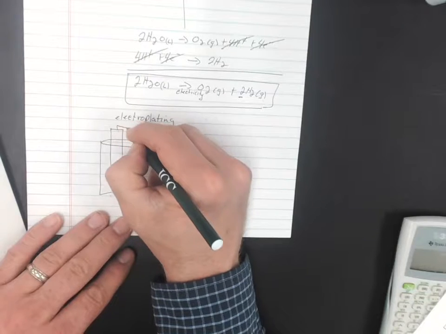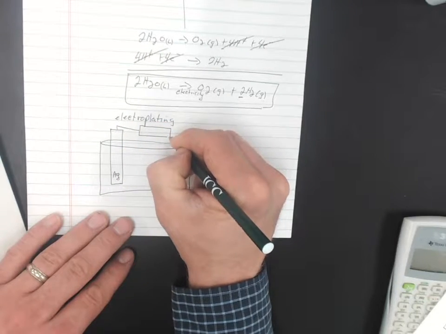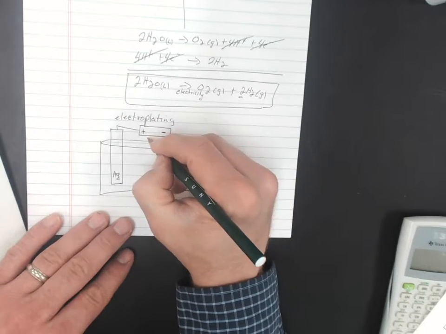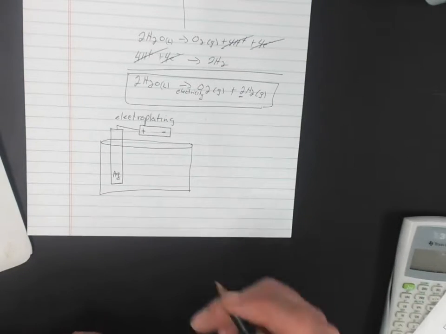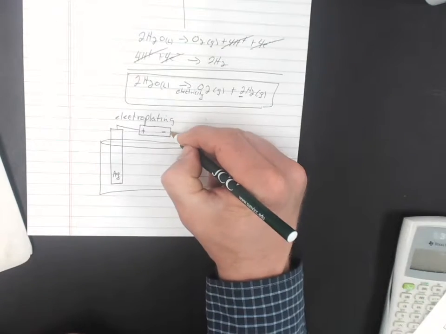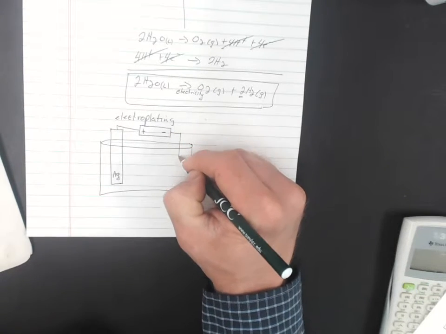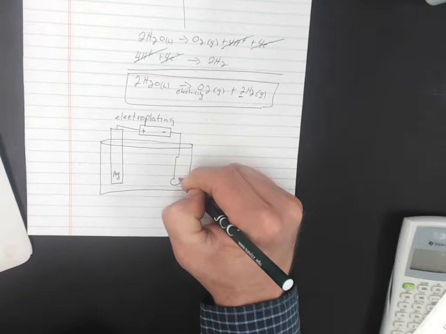We're going to take that silver and connect it to a battery. Remember, electrolytic cells always involve a battery. Getting this, Krista? We are going to connect a wire to whatever we want to plate. And in this case, we're going to plate a spoon.